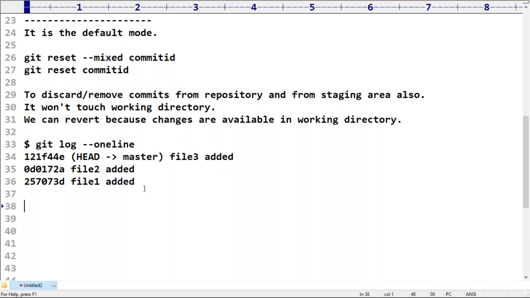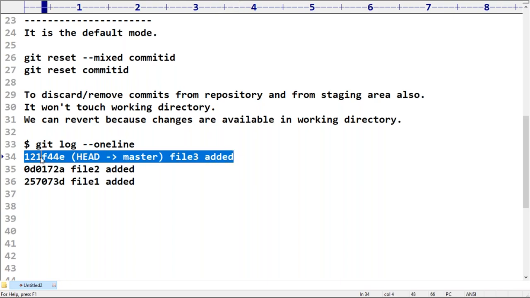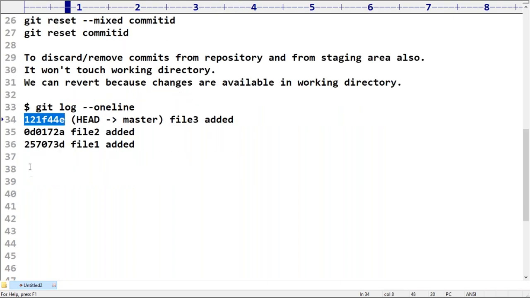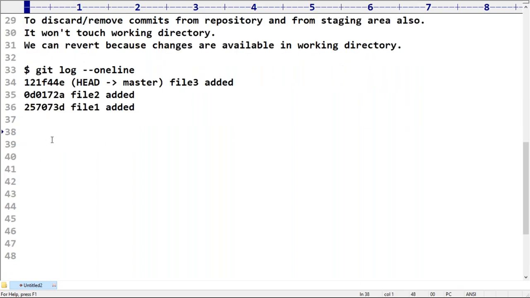Now what I want is, I want to remove this commit. I want to remove this commit. Can you please tell what is the option, what is the command we require to use? Please confirm. Respond clearly. What is the option?